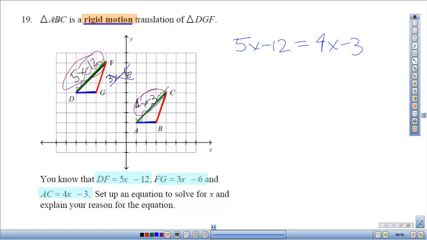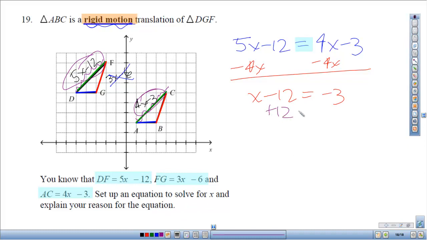You got the idea of what's happening with the rigid motion. Those sides have to be the same, so we can say that they're the same. All right, let's do a little algebra and we'll have our solution. I'm subtracting 4x from both sides. So 1x minus 12 equals negative 3. And finally, when I add 12 to both sides, I end up with x equals 9. And that's all they wanted.